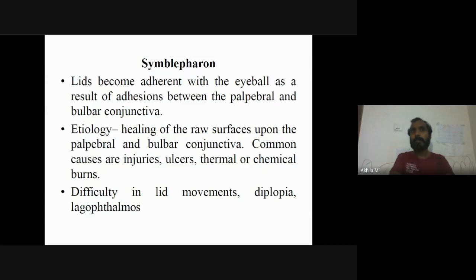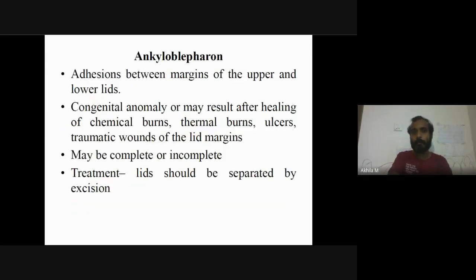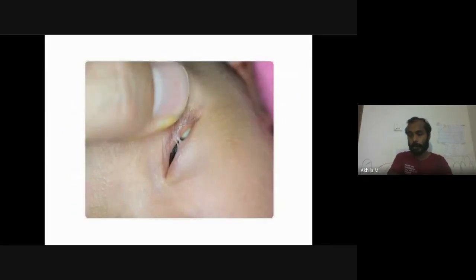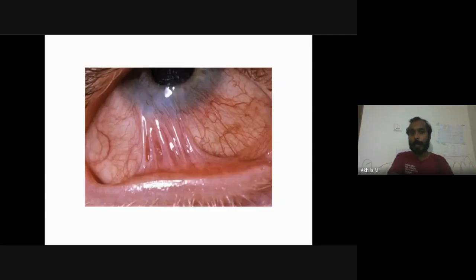Or otherwise, aklinna varma can sometimes be correlated with symblepharon. Symblepharon is another condition, as you will see from this picture, where the palpebral and bulbar conjunctiva are joining together. In ankyloblepharon the lid margins are joining together, but in symblepharon the palpebral and bulbar conjunctiva are joining together.